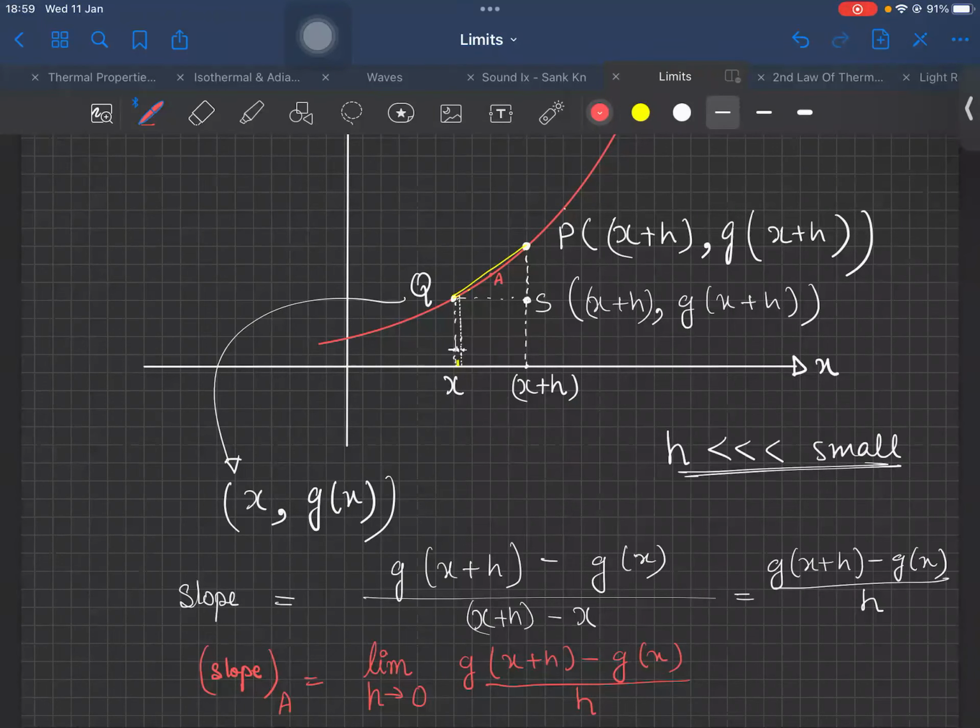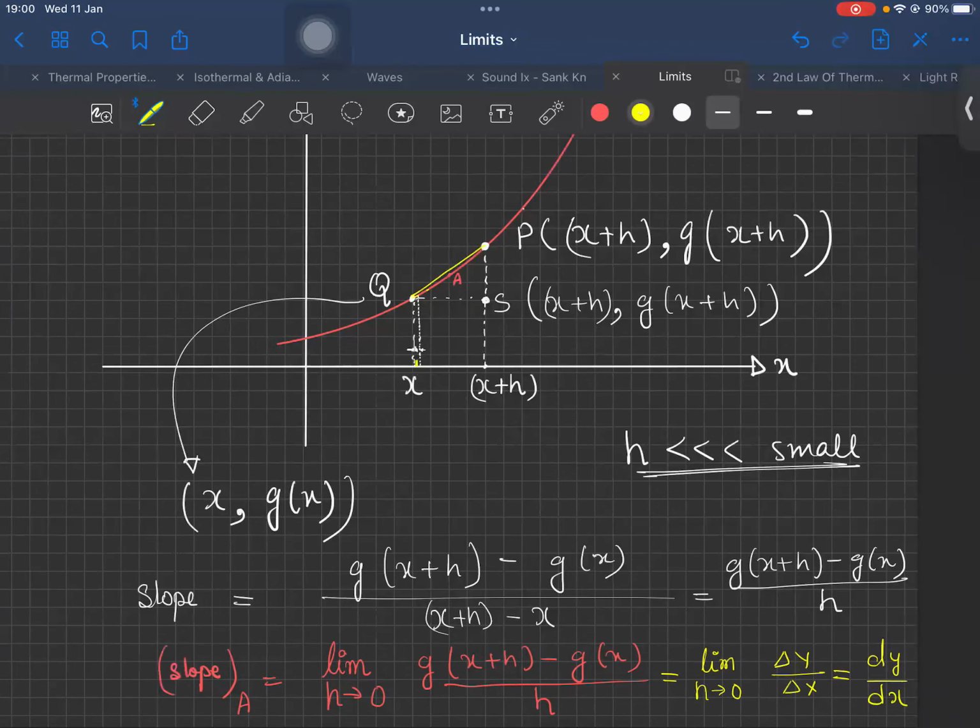That means change at a particular point. And this is denoted by, you can write, limit h tends to 0, delta y upon delta x, change in y upon change in x, which is also written as dy upon dx.